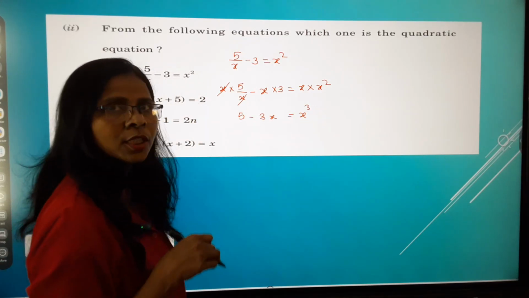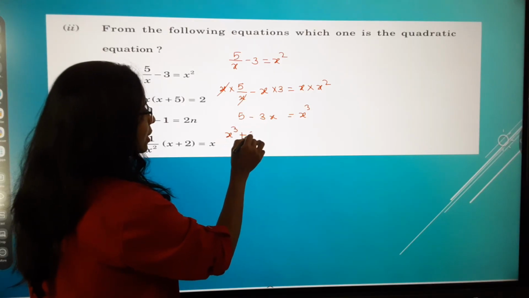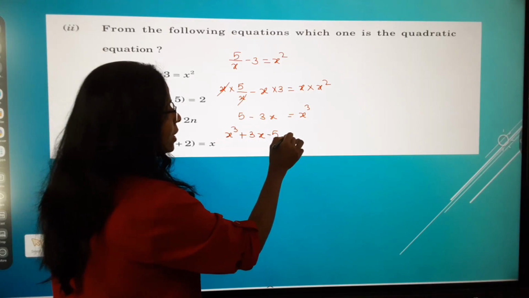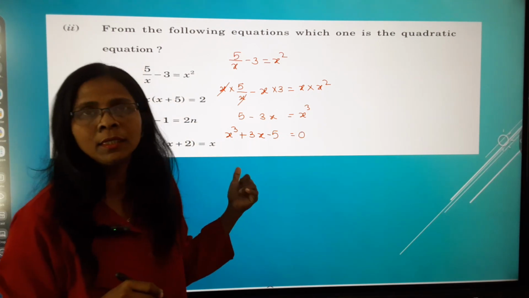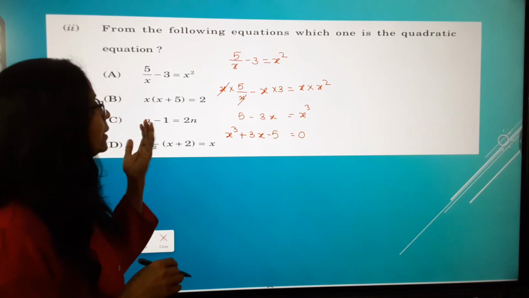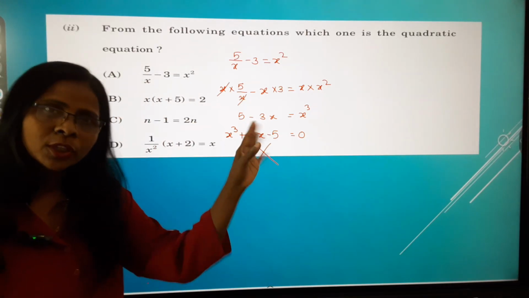Now rearrange the terms. After rearranging, we get x cube plus 3x minus 5 is equal to 0. Here students, the highest degree is 3. That means it is not a quadratic equation. So this option is out.